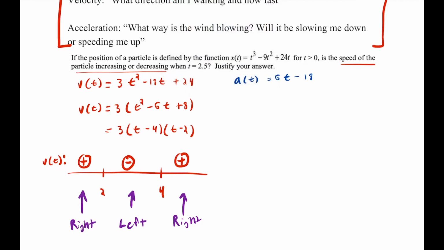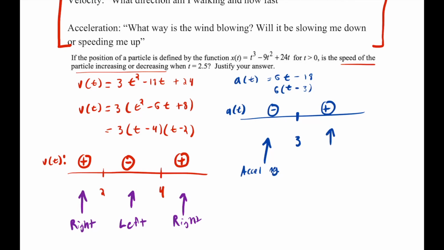Versus for acceleration, if we do this same thing and we factor out the 6 times t minus 3, well, acceleration only has one changing point, which is at 3. If t is less than 3, acceleration is negative. If t is greater than 3, acceleration is positive. And like I said, you can imagine this as, I'll call this wind left, like the wind is blowing this particle left or starting to push against it in the leftward direction, versus the wind right.